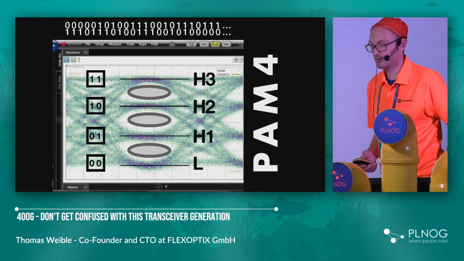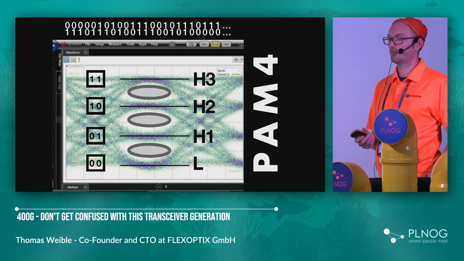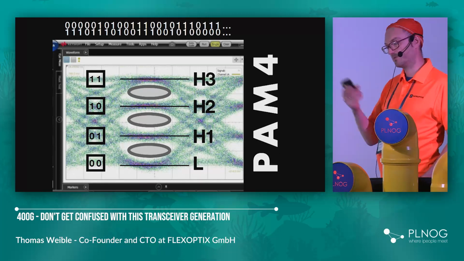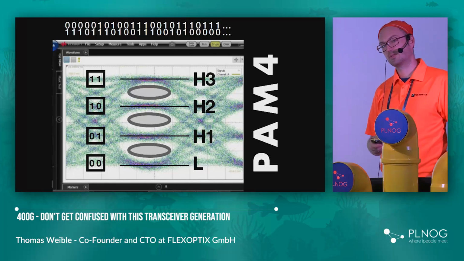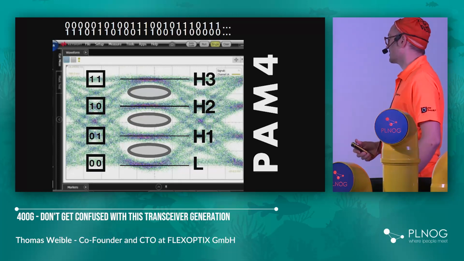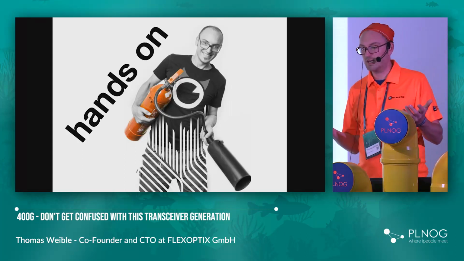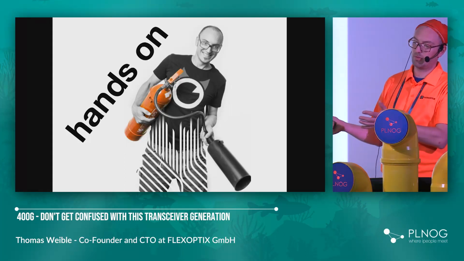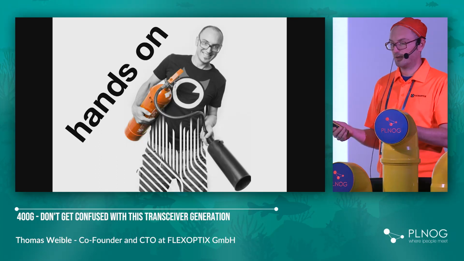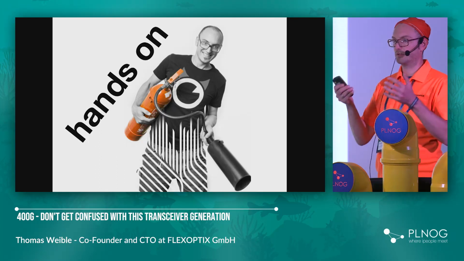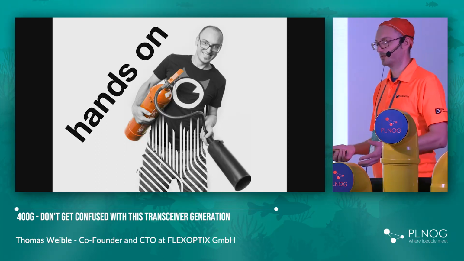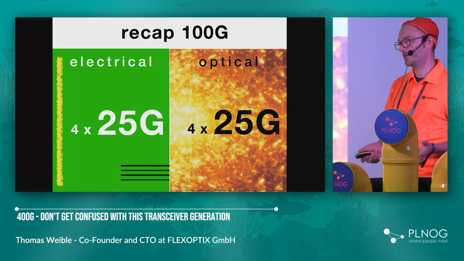PAM4 is one of the key drivers now for 400 gigabit, which we will see by the end of the year, but more on the practical approaches I will show later on. So far the theory. Now what about how it will really look like? We heard a little bit about the theory, but as I said at the beginning, the talk is about transceivers, about pluggable transceivers. So what will we see there?